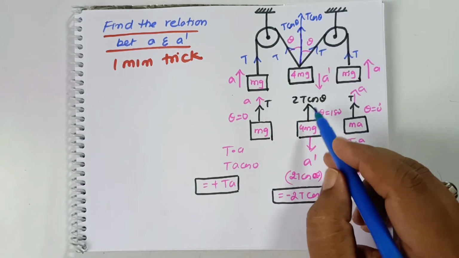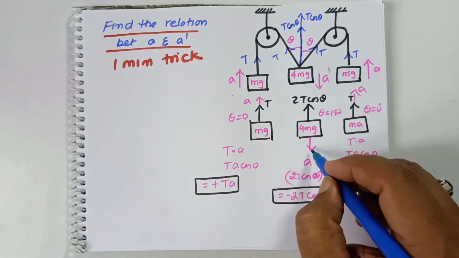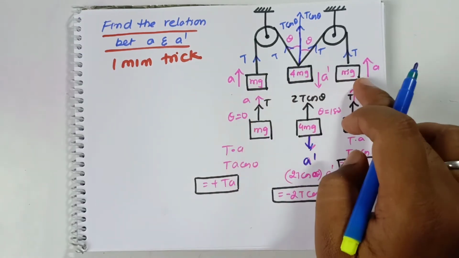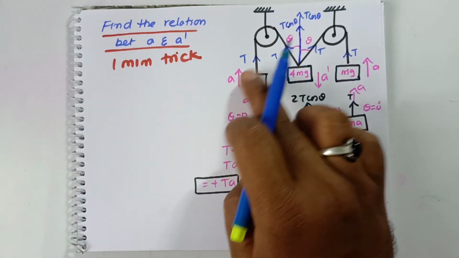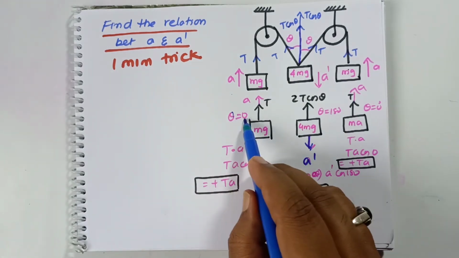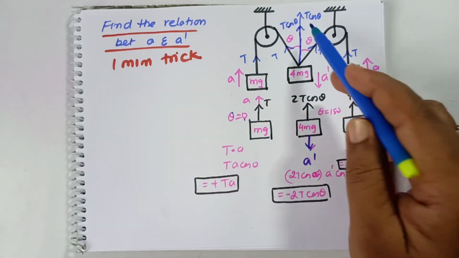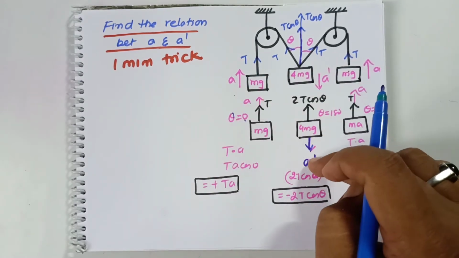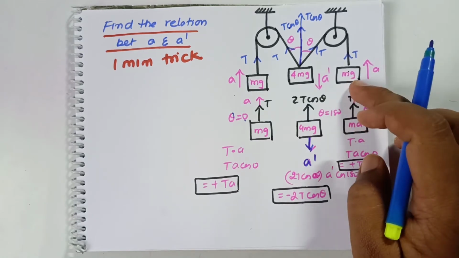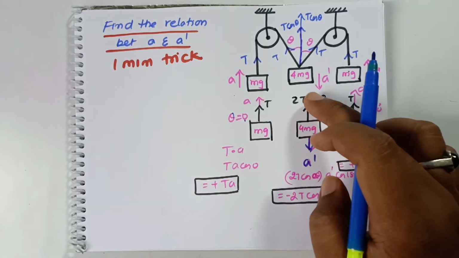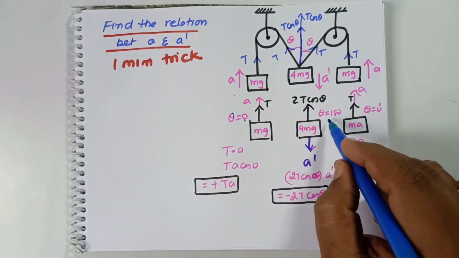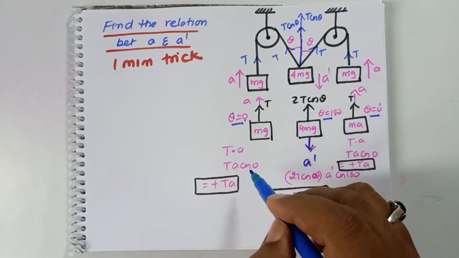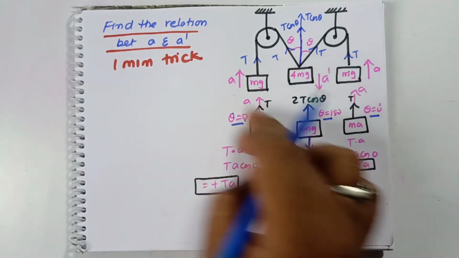And in which direction is the acceleration? The acceleration is downwards here. A dash is downwards here. If you consider this block and this block, tensions and accelerations are in the same direction. So here angle theta is going to be 0 here. But in the middle block, tension is upwards, whereas acceleration A dash, which is different from these two, is downwards here. In this direction, acceleration and tensions are in the same direction. In this block here, accelerations and tensions are in the opposite direction. So here angle is 180 degrees, here angle theta is equal to 0 degrees, here angle theta is equal to 0 degrees.